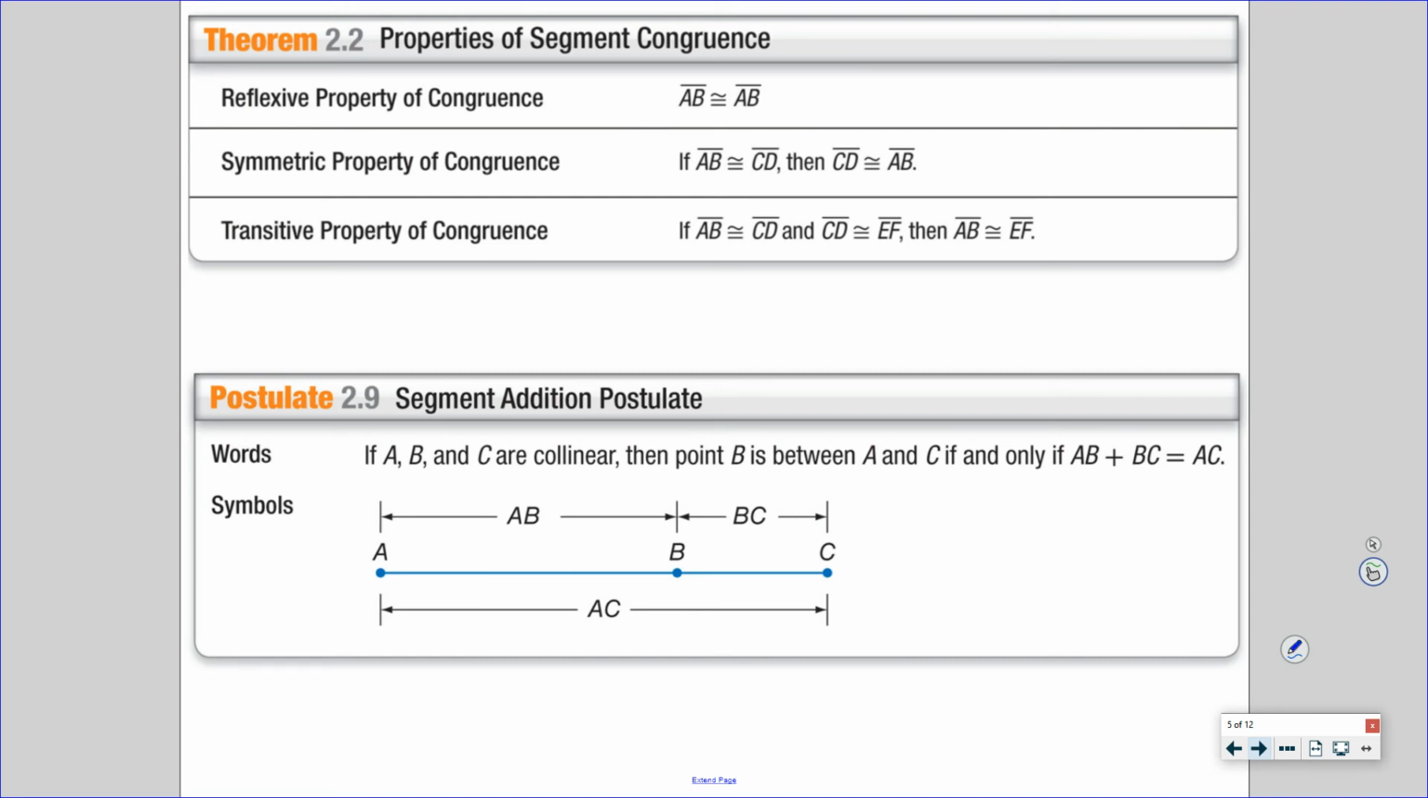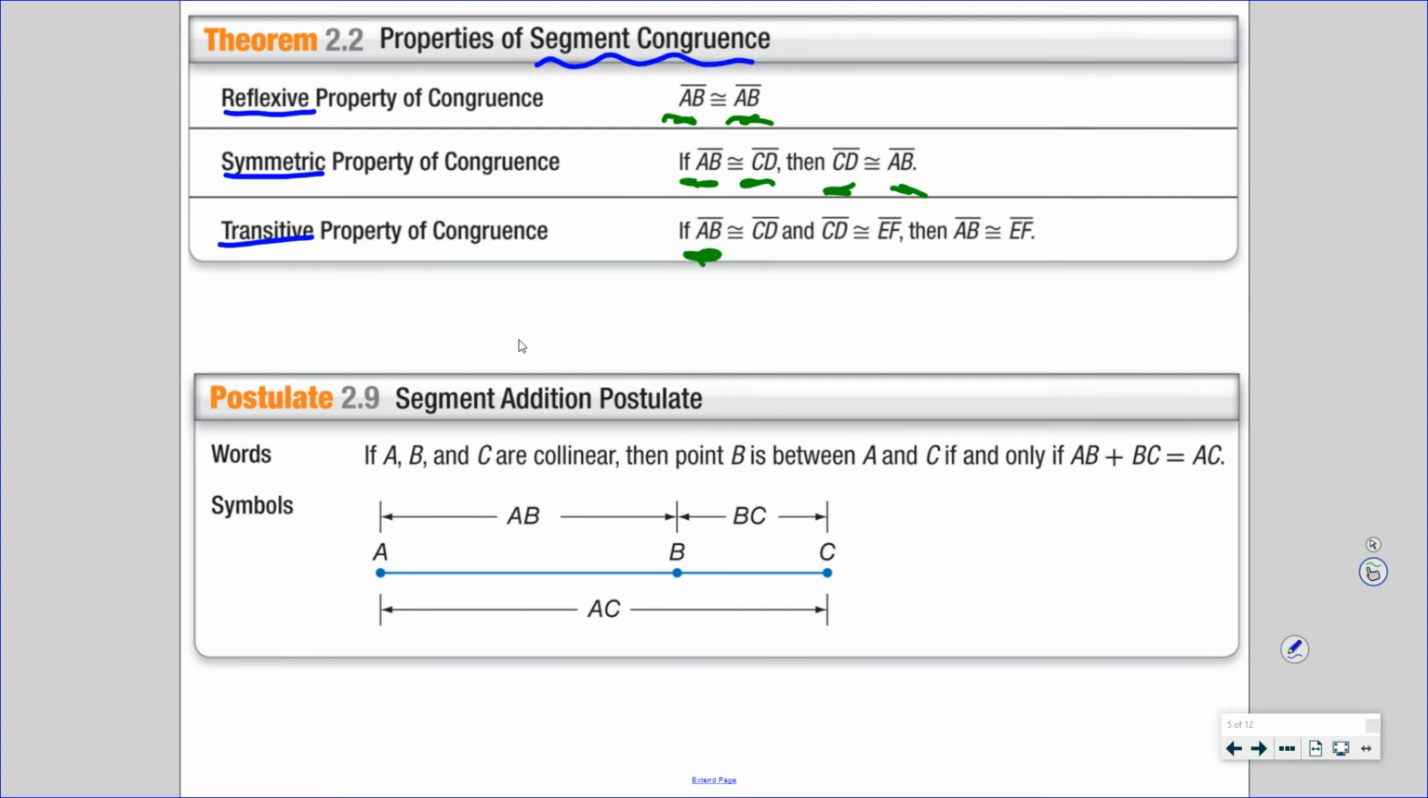So these vocab words sound familiar. We have reflexive, symmetric, and transitive. And we talked about those in the last lesson. But now we're applying it to segment congruence. So the reflexive property says any line segment is congruent to itself. Symmetric: if segment AB is congruent to segment CD, then we could flip-flop the order we say that in. Line segment CD would also be congruent to line segment AB. Just like we did with the properties of equality.